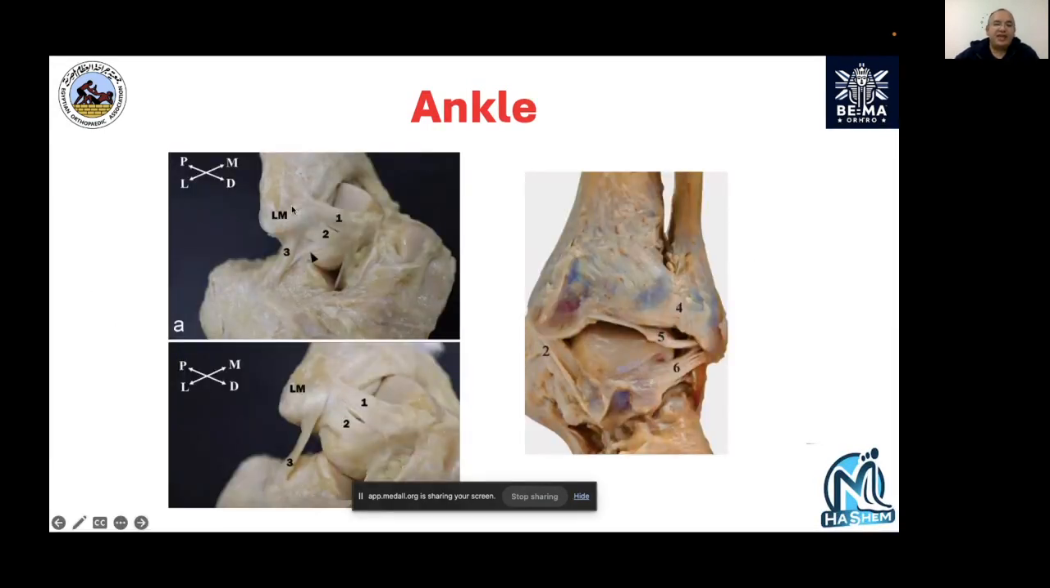If we come here, we have the ATFL, PTFL, and the CFL: anterior talofibular, sorry, posterior talofibular, and calcaneofibular. The strongest of them is the posterior talofibular, but actually the one under a lot of stress is the anterior talofibular. Why? Because again, ignore when you're standing. When you start to walk, the first thing your foot does is go into plantar flexion, and this puts stress on the lateral side. This stresses the ATFL.